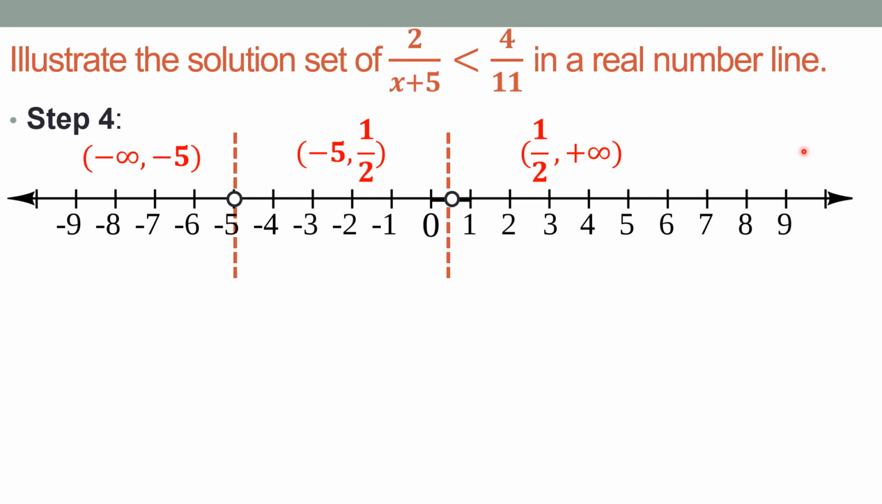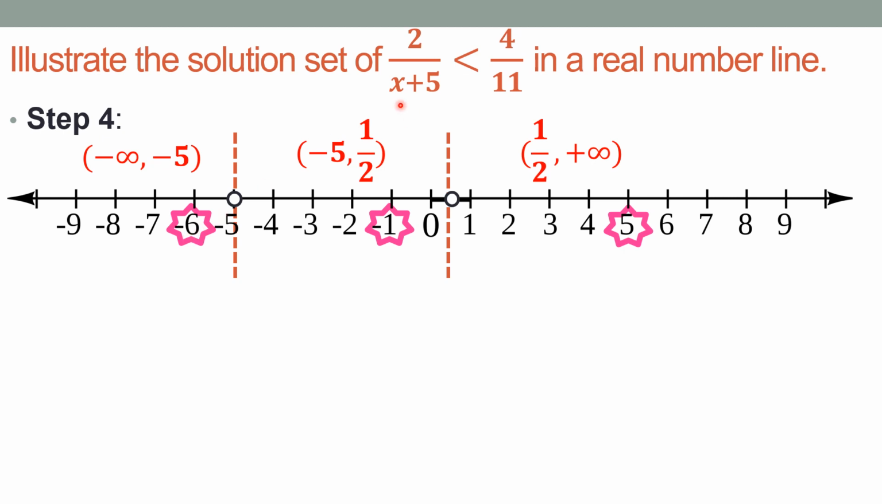In these regions, per region, we are going to choose a point on our number line that will serve as our test point. Suppose in this region, I choose -6. In this region, I choose -1. And in this region, I choose 5. You can choose any number or any point in that particular region. Now, these test points will be our supposed values of x that will be substituted here.